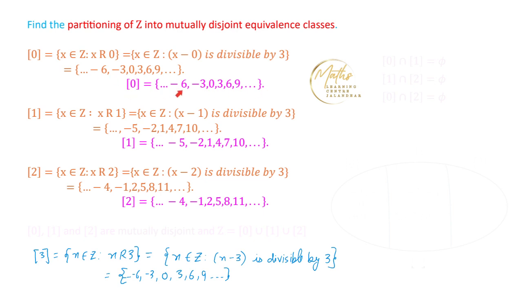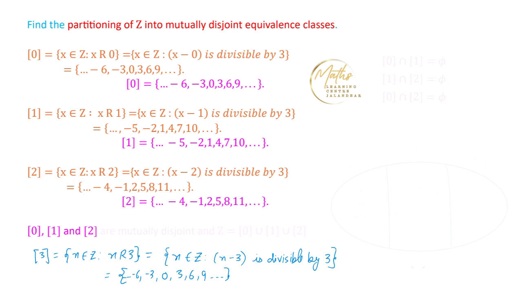We are saying the equivalence class of 0 is equal to the equivalence class of 3. That will be equal to the equivalence class of 6. That will be equal to the equivalence class of 9. So what we are saying over here is that these are the equivalence classes that we have: the equivalence class of 0, of 1 and of 2.